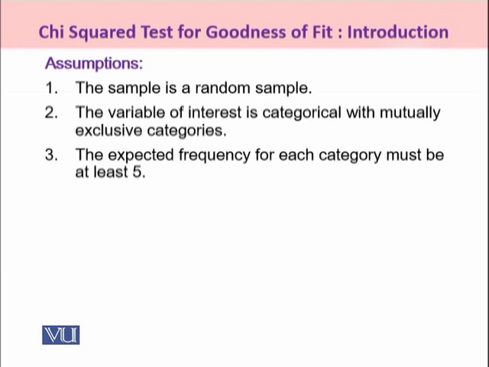Such as, if we are talking about gender, there are two possible categories for that. One is male and the other is female. So they must not be overlapping categories. And lastly, we are assuming that the expected frequency for each category must be at least 5. So if these assumptions are satisfied with a certain data set, then we can apply the chi-square test for goodness of fit.